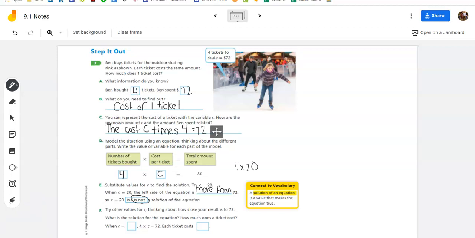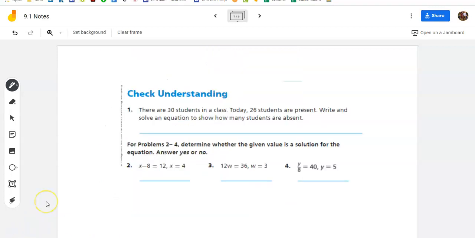So when C equals 18, 4 times C equals 72. So each ticket costs $18. And I found that. I took 72 and I divided it by 4 and I got 18. Okay, let's check out the check understanding.